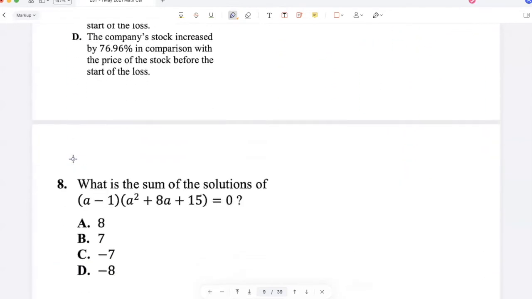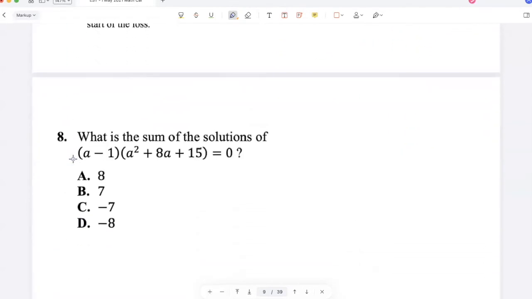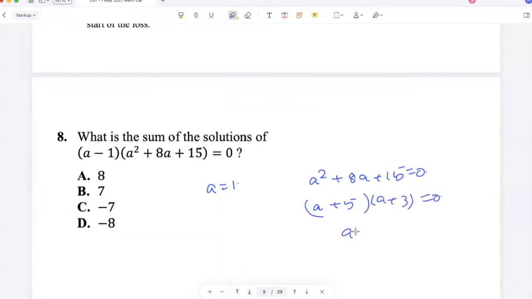What is the sum of the solutions of this? So one value of a is 1 and a square plus 8a plus 15 is 0. So a plus 5 into a plus 3 is 0. So a is -5 and -3. So -8 plus 1, -7.